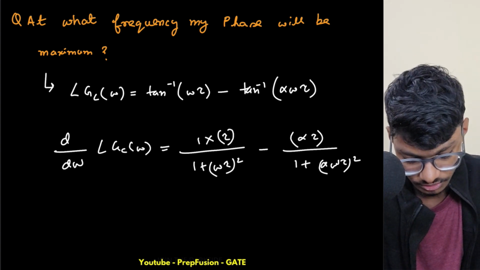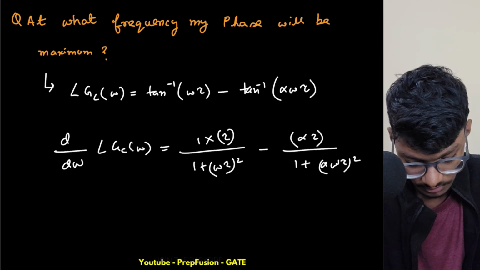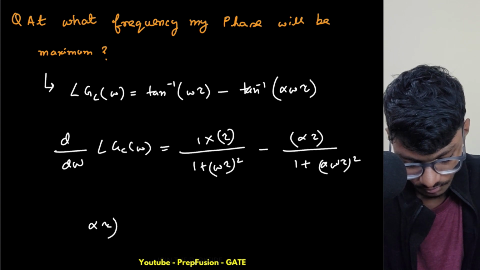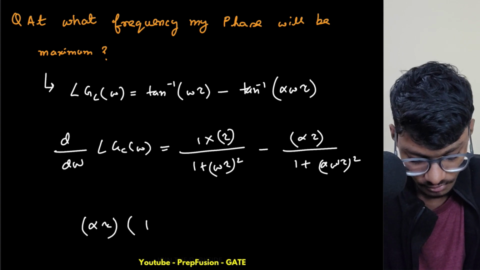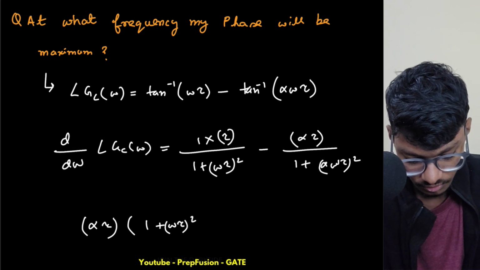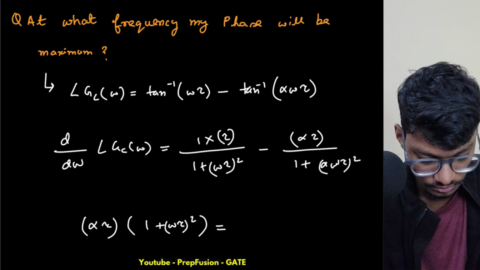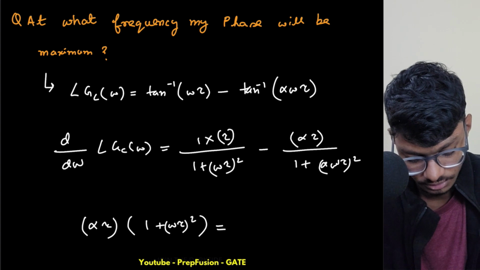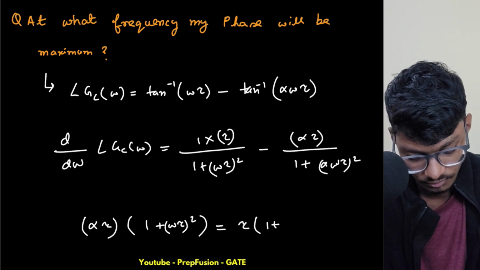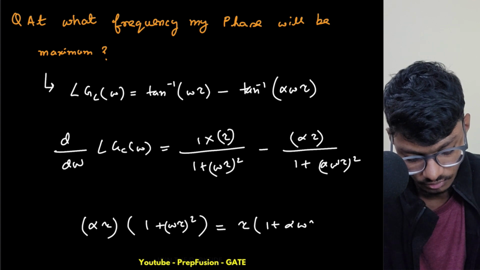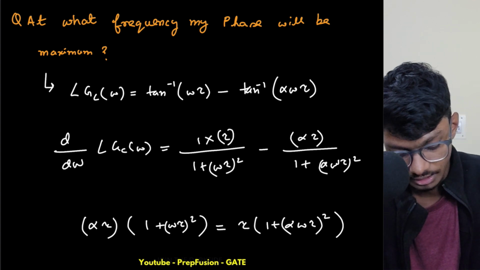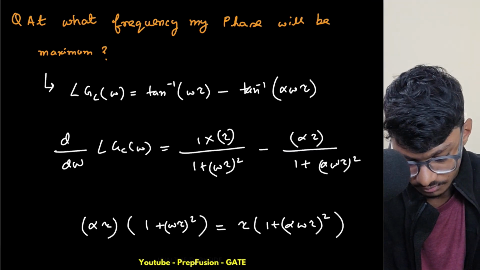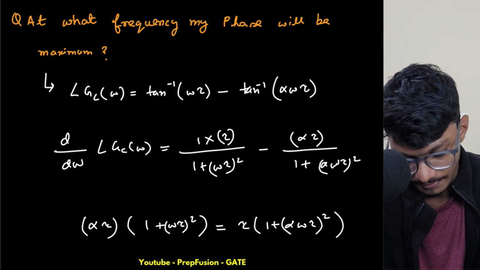So if I equate this to 0, then I will get alpha tau into 1 plus omega tau whole square equals tau into 1 plus alpha omega tau whole square. Okay, so now we can solve for omega. So this is omega m. I just forgot to write, this is omega m.